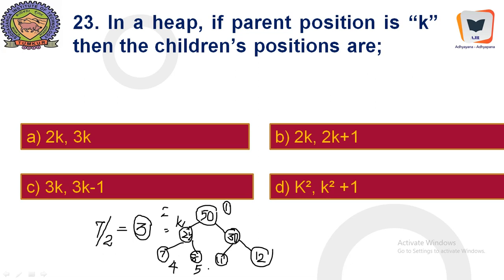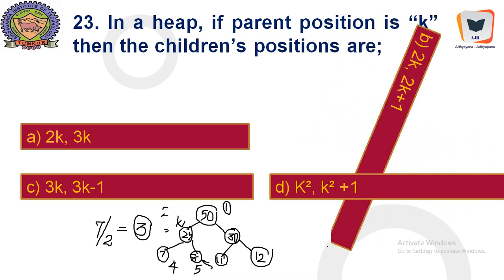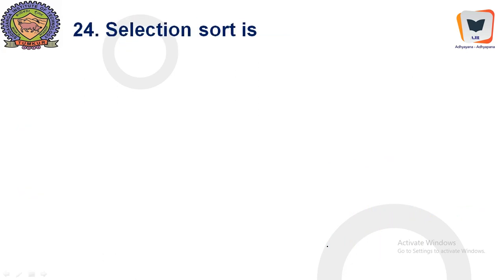Let us say the child position is 5, its parent will be 5 by 2. 5 by 2 is not 2.5, it is 2 because it is integer division. So this is a wonderful relation that is available in heap. If a parent's position is at k, then its children will be at 2k and 2k plus 1. If the child's position is at k, its parent will be at k by 2. It's a very important thing that all of us should remember.